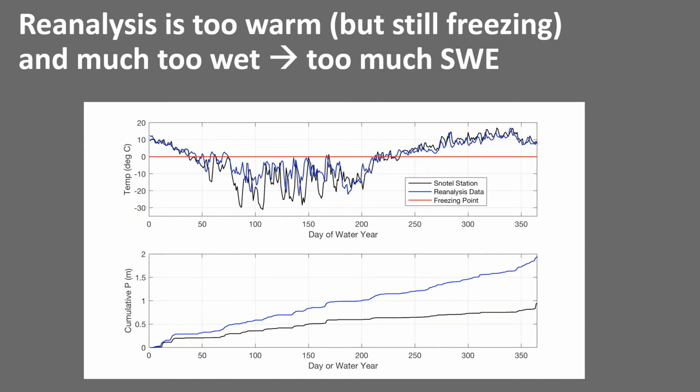And basically you can see the model is way too wet. Okay, the blue line is far above the black line in the lower panel. And also the model is too warm. But in the winter months where the model is too warm, it's still below freezing. So the problem here has to do with the weather. This reanalysis product is dropping way too much precipitation on the area, and it's giving us a snowpack which is way too deep, okay, and way too wet.